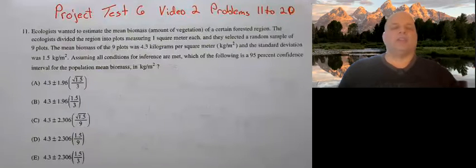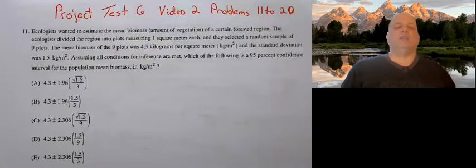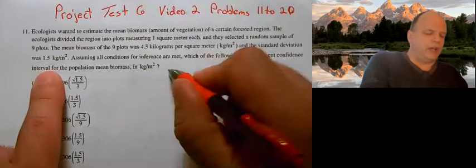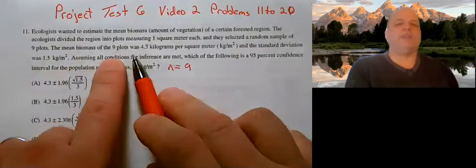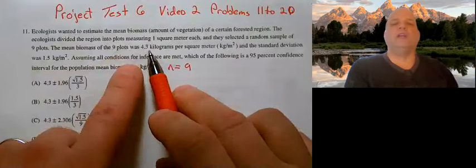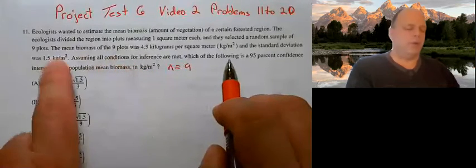Okay, this is project test 6, video number 2, problems 11 through 20. Ecologists wanted to estimate the mean biomass of a certain forested region. Ecologists divided the region into plots measuring 1 square meter each, and they selected a random sample of 9 plots, so we have n equals 9.